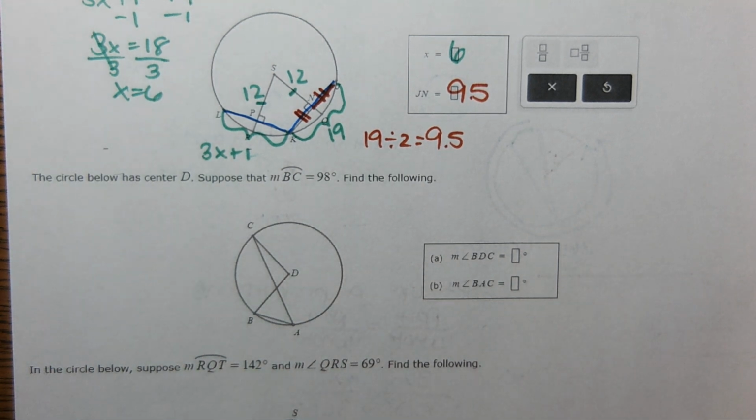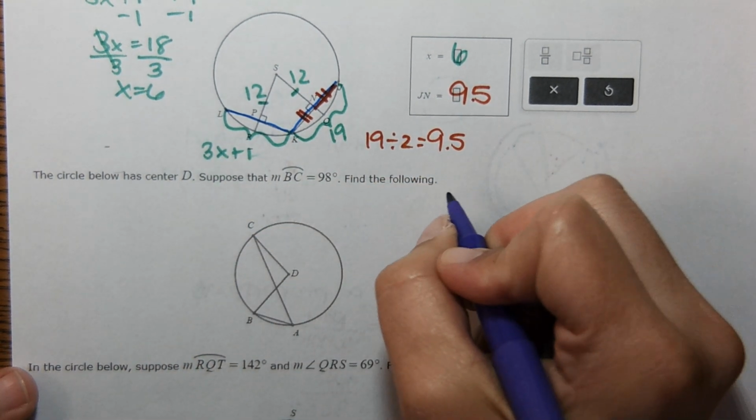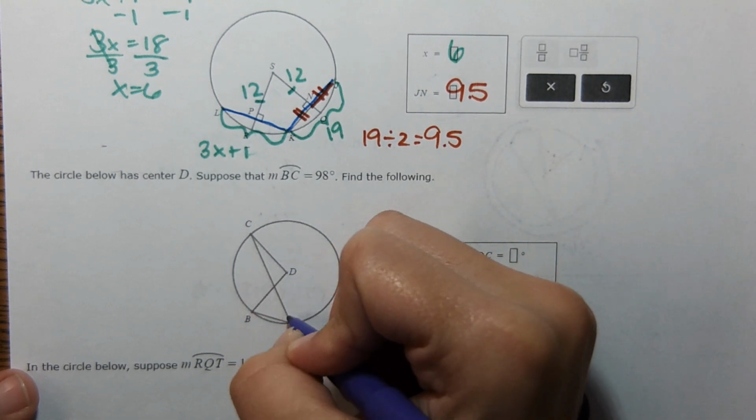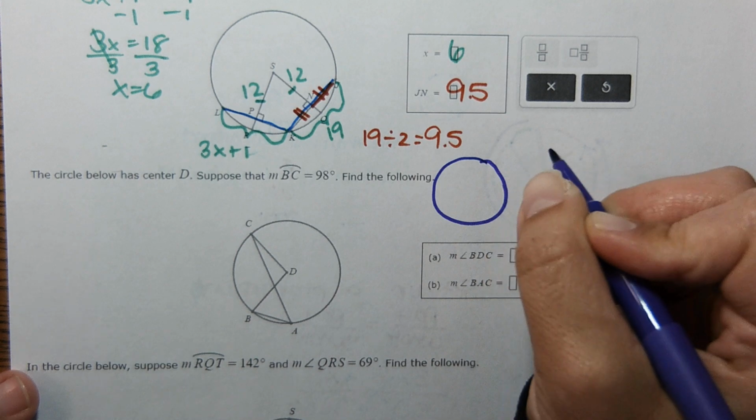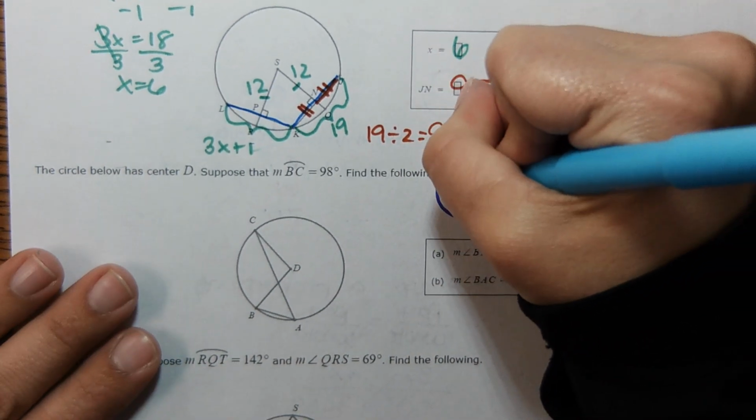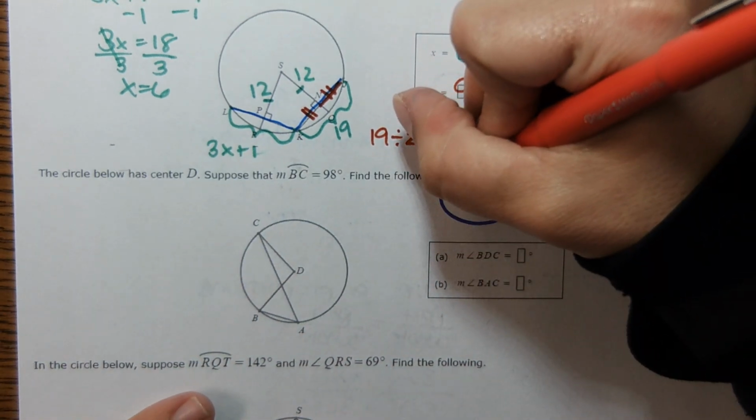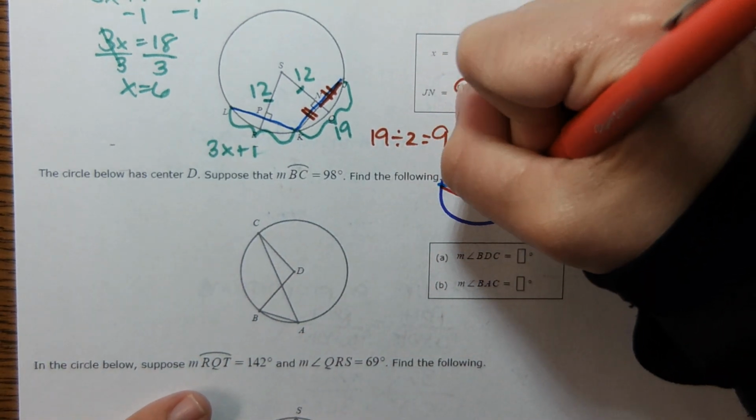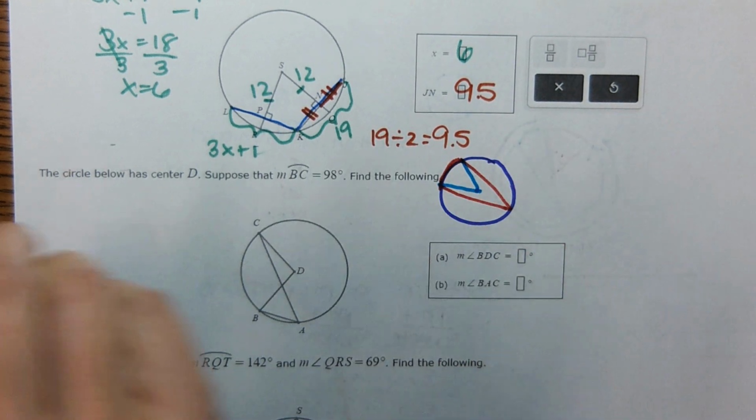Okay, circle below has center D. Suppose that measure of BC is 98. Find the following. Okay, the setup for this comes up quite a bit on standardized testing. This example is a little weird visually. The way it's usually set up is you have a circle, and then in that circle you have a central angle like this, and then you have an inscribed angle that goes all the way across the circle like this. And those two angles have the same intercepted arc right here.